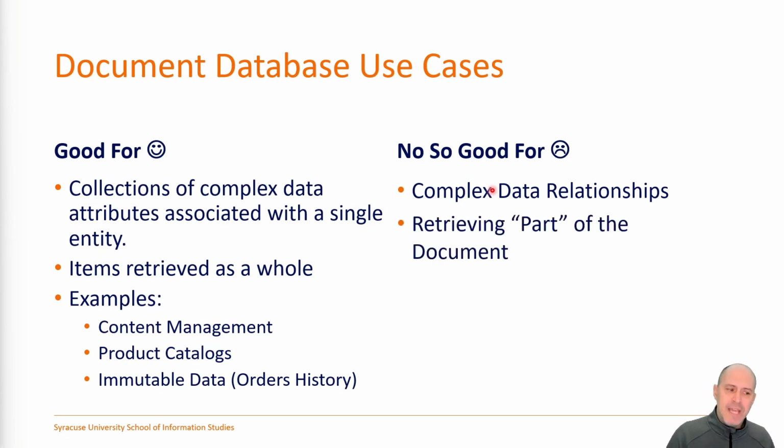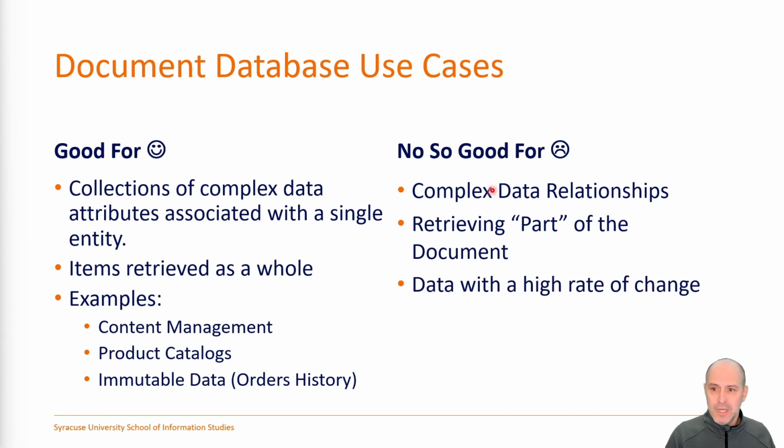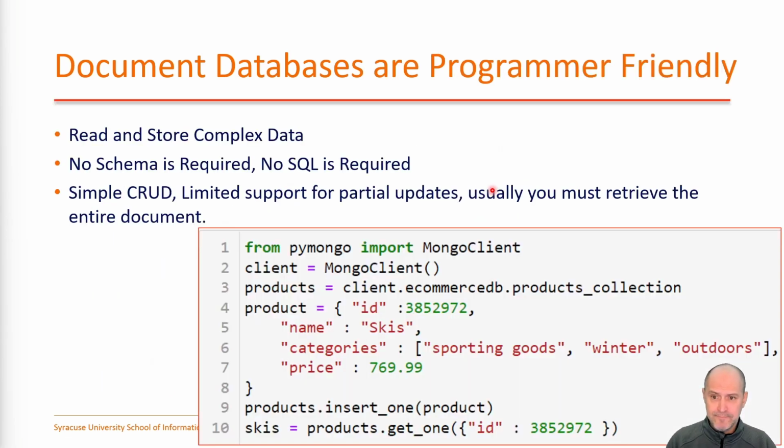Not so great, even though you can retrieve part of the document. In reality, you have to retrieve the whole document and then do a projection. So this can be a performance issue. If your data is changing a lot or parts of your document are changing a lot, you don't want to use a document database in an example like that. You want to think about something that's more tabular, maybe even wide column instead.